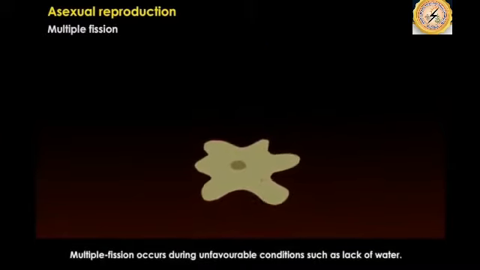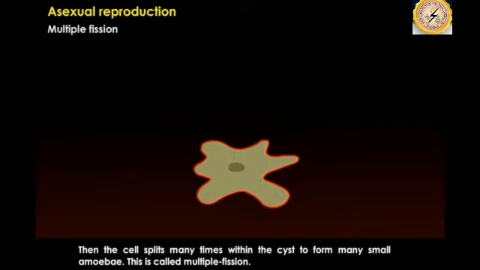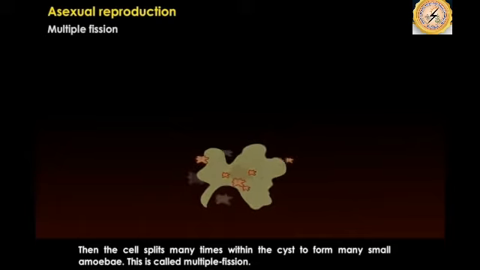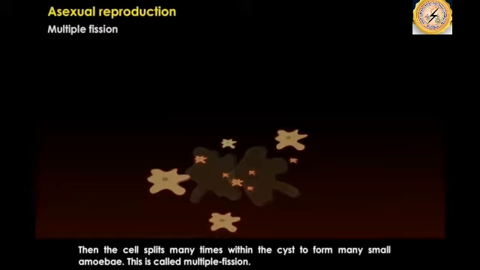So let us observe it further, that is the multiple fission. Now multiple fission occurs under unfavorable conditions such as the lack of water. And from the name itself, multiple, so many cells are formed. A thick wall, also known as a cyst, is formed around the amoeba. And when the cell splits many times within the cyst to form many small amoeba, that is said to be multiple fission.